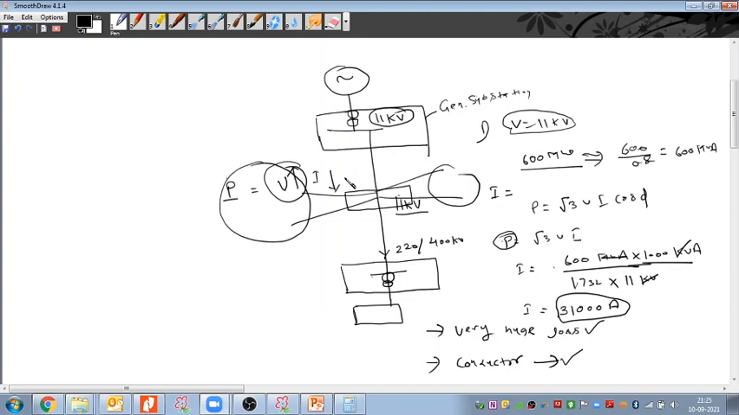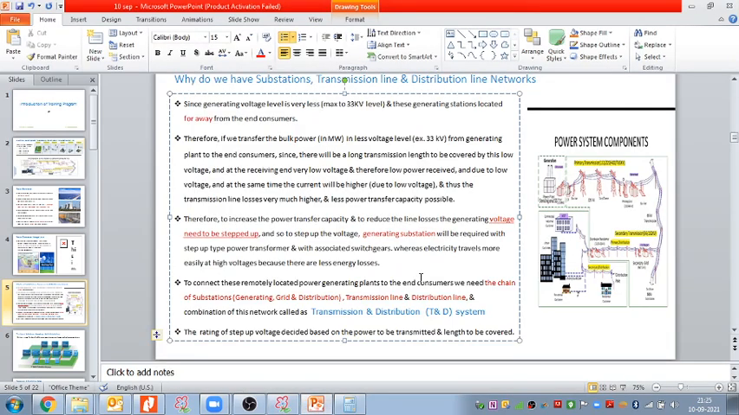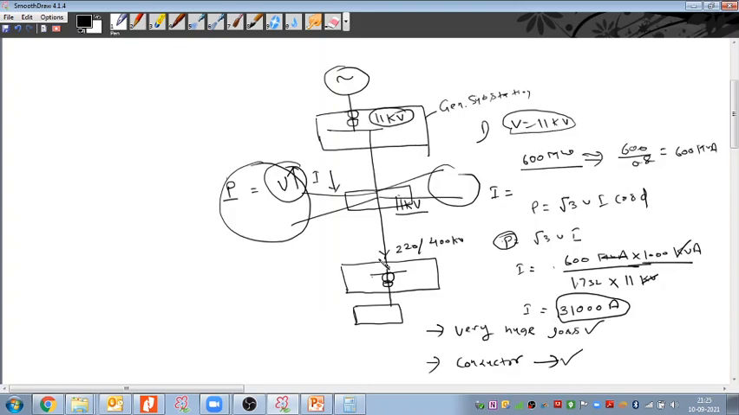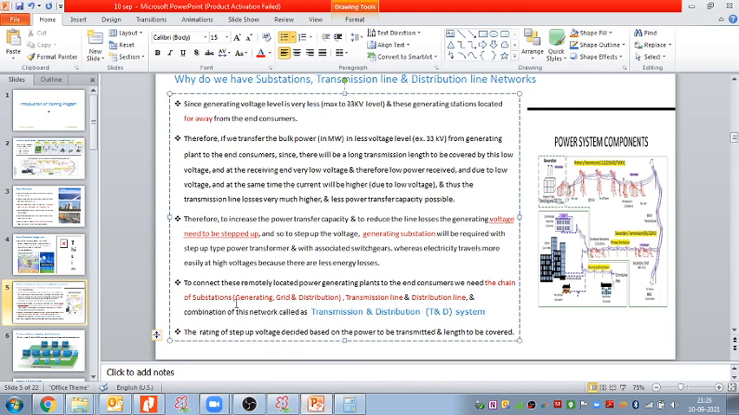On the distribution side, the voltage is 400 volts, or 11 kilovolts, or 33 kilovolts. So we are discussing that we cannot have only two substations, generating and distribution. For example, this transmission line may travel 400 or 500 kilometers, so we use some intermediate or grid substation so that the nearby area can also be fed. So the power transfer happens through a series of substations: generating, then grid or intermediate substation, and the distribution substations, and the transmission line, and finally the distribution line to feed the end consumers.